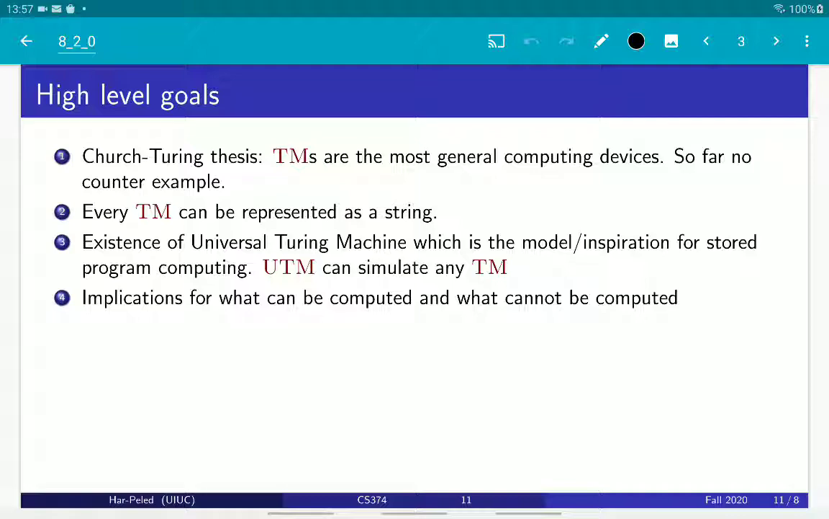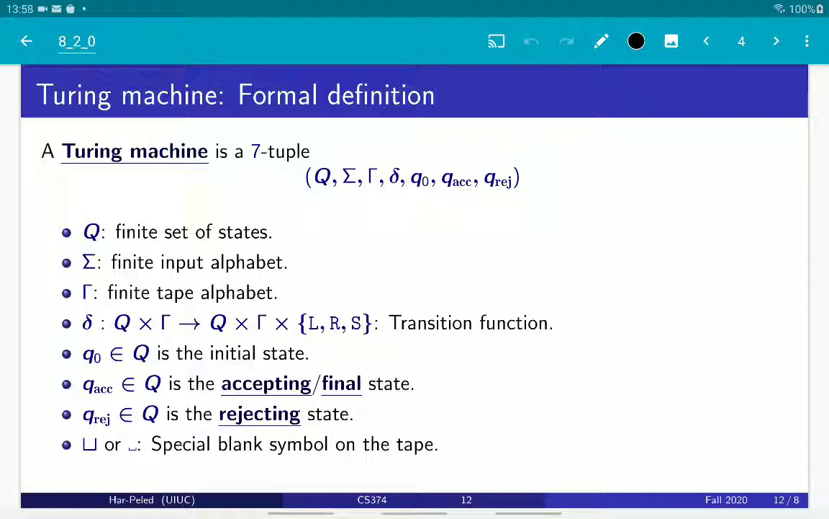And one of the things that we will need to talk about is the universal Turing machine. If I had to name the important things in Turing's original paper, the universal Turing machine was the real breakthrough. That was the observation that a program can run another program, simulate another program, namely an interpreter, which is a very powerful ability. And this will give us various implications about what can be computed, what cannot be computed, and so on. Okay, here is the formal definition of Turing machines.